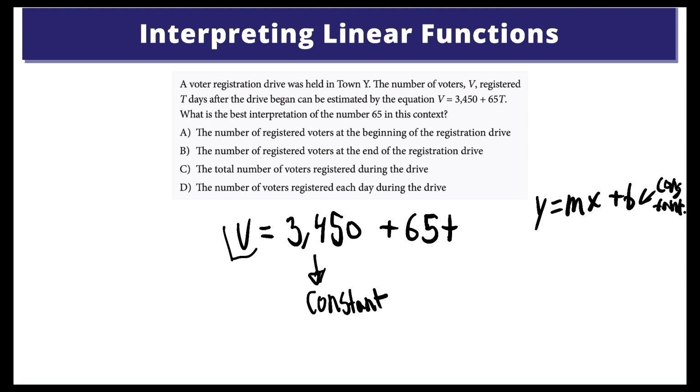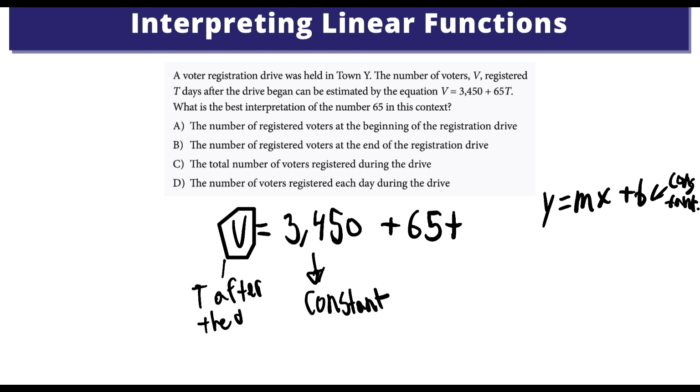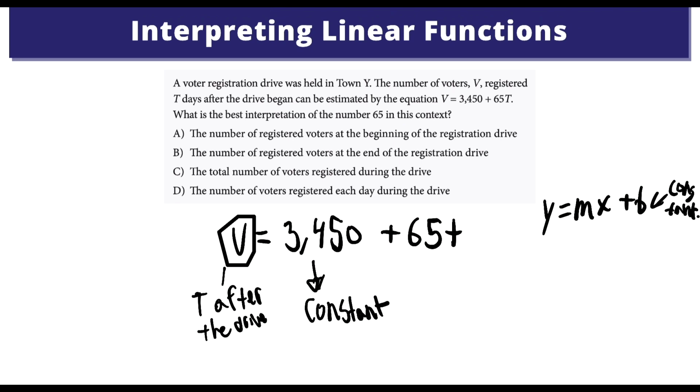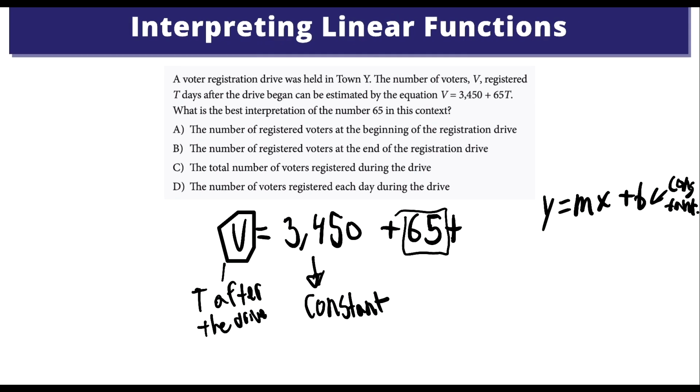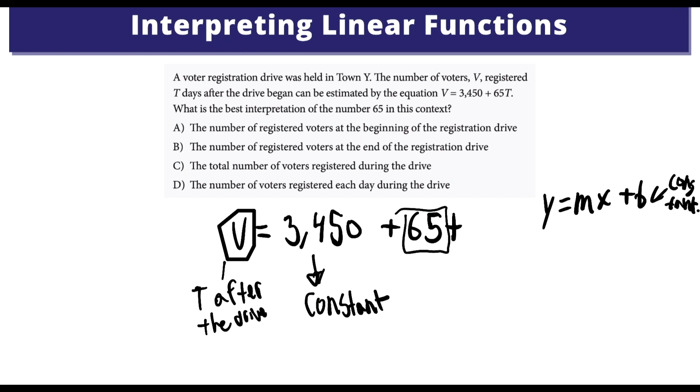And this V is the value of how many registered voters there are after the drive. So T days after the drive. Okay. So we need to find out what the 65 means. So if this was the constant, or the number before the drive, right? And this was after, this is going to have to be the difference. So let's go through the answers.